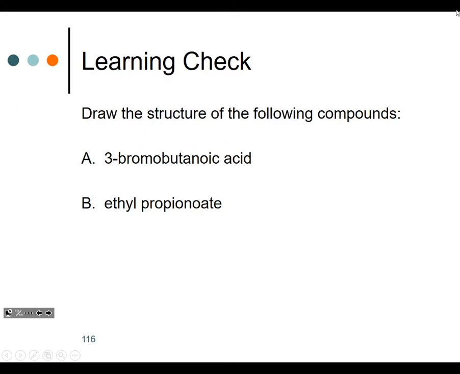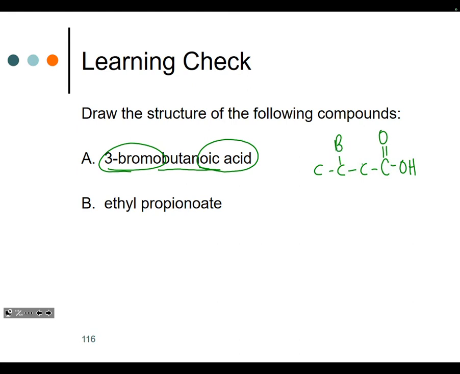All right, now we're going to draw them. So I'm going to show you how I go about drawing these. As soon as I say oic acid, I do this. That's going to be my oic acid. Now how many carbons do I need? I need but, I need 4, so there's 1, 2, 3, 4. I always work backwards on this. And then on carbon 3, I have a bromo. 1, 2, 3. There's my bromine.